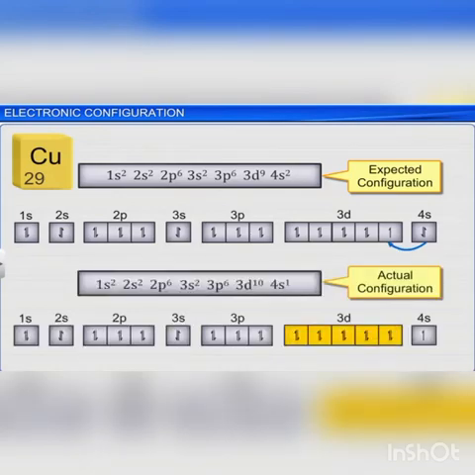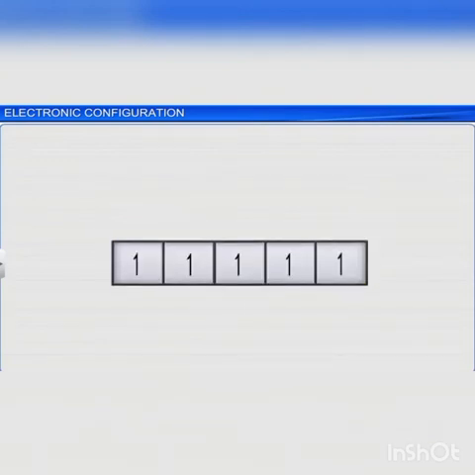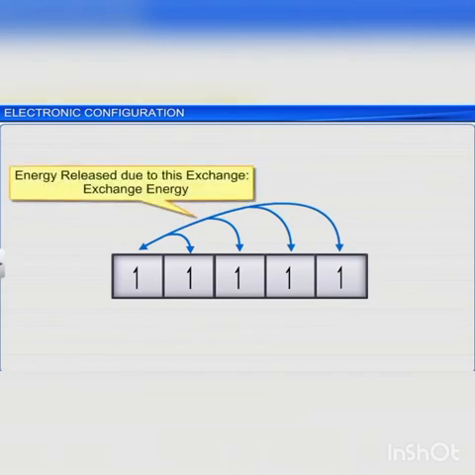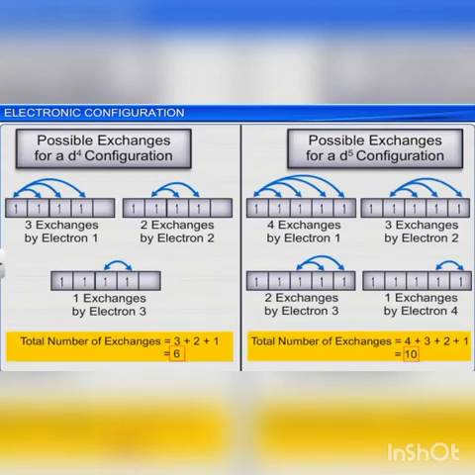Stability also occurs whenever two or more electrons with the same spin are present in the degenerate orbitals of a subshell. These electrons tend to exchange their positions, and the energy released due to this exchange is called exchange energy. The number of exchanges that can take place is maximum when the subshell is either half filled or completely filled. As a result, the exchange energy and stability are maximum.